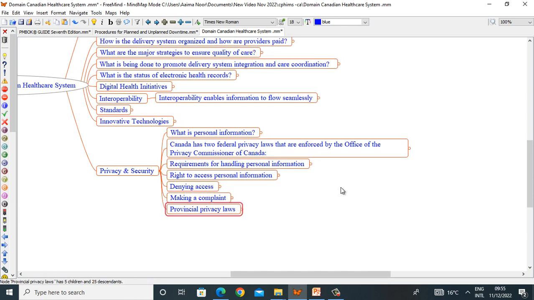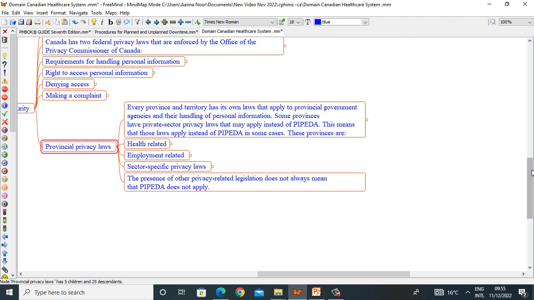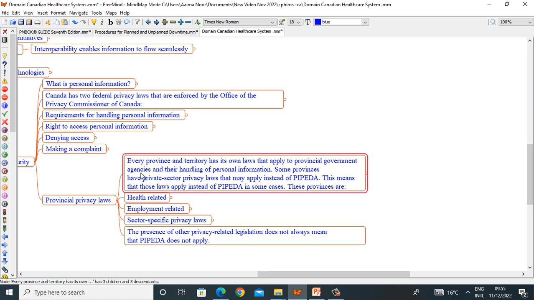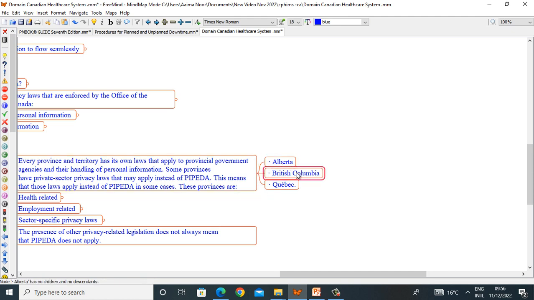Now let's look at provincial privacy laws. Every province and territory has its own laws that apply to provincial government agencies and their handling of personal information. Some provinces have private sector privacy laws that may apply instead of PIPEDA. This means that those laws apply instead of PIPEDA in some cases. These provinces are Alberta, British Columbia and Quebec.